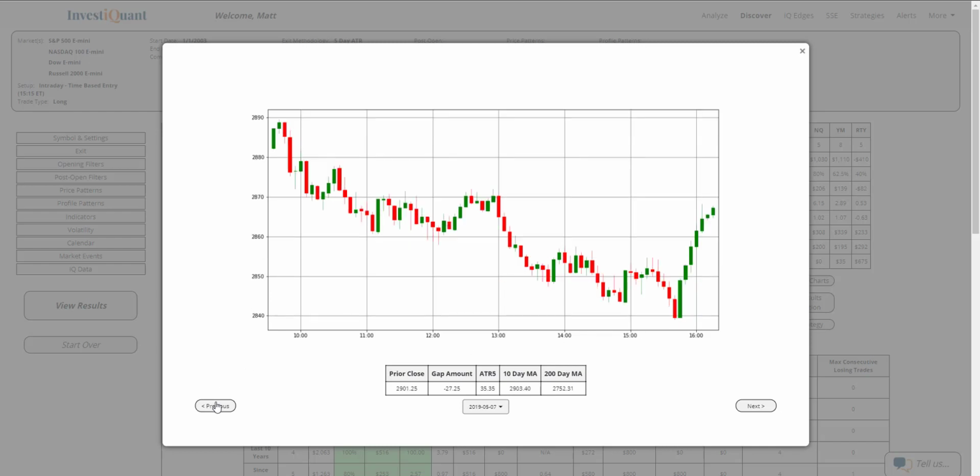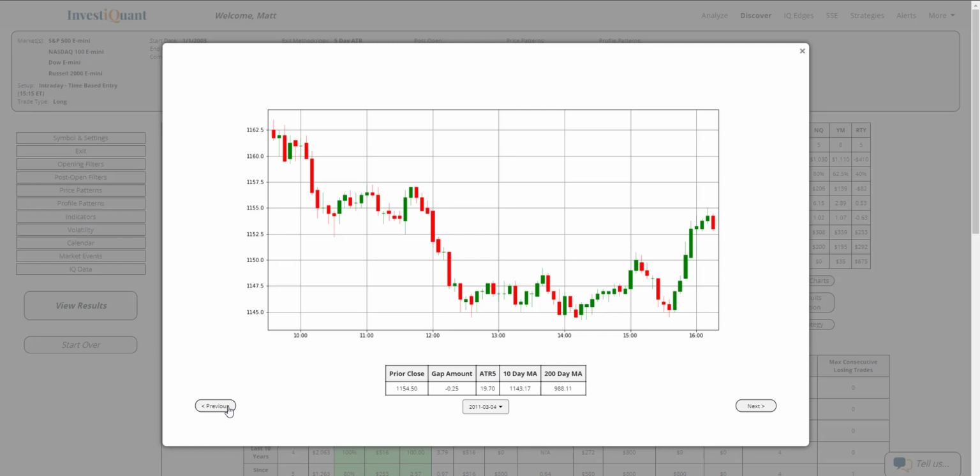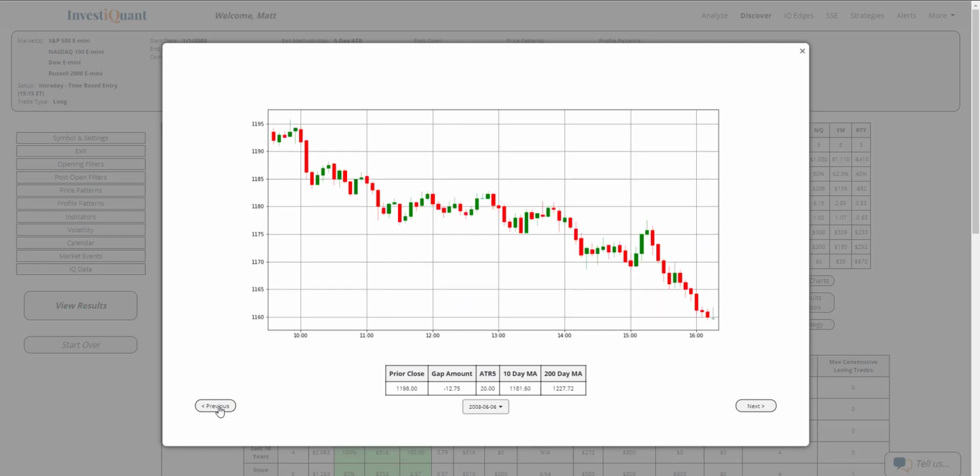This is back in 2019. That has a similar strong pop into the close in the last little bit under an hour of trading. Let's go back again. This is all the way back to 2015. That one was lifting into the close, not quite as much range as the others. This is 2011. Another pop into the close there.